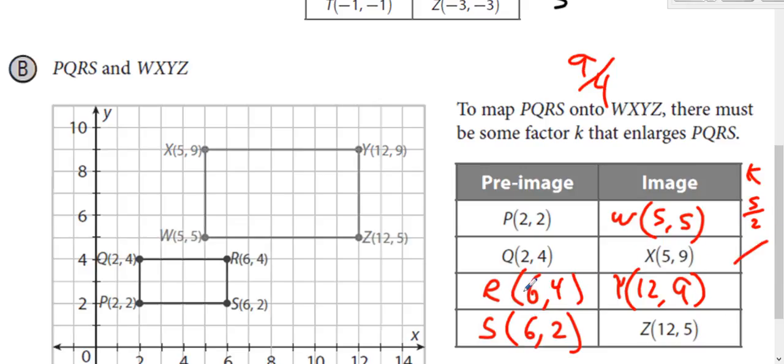And then you see that again here. From 6 to 12, you'd multiply by 2, but from 4 to get to 9, you don't multiply by 2. So the scale factors are all different all over the place, so no, they're not similar. Different scale factors throughout.